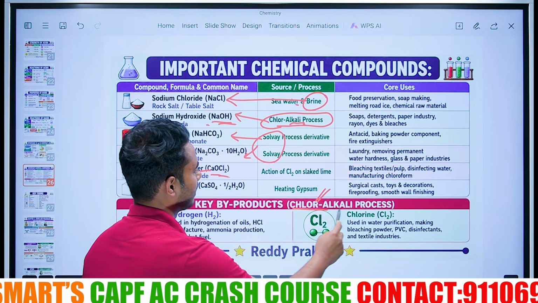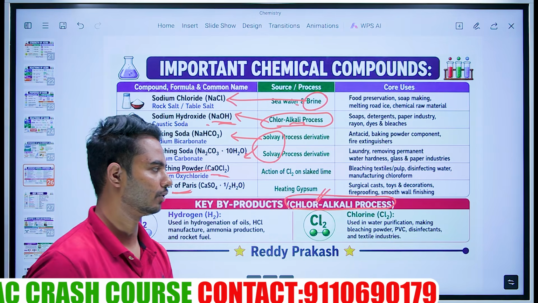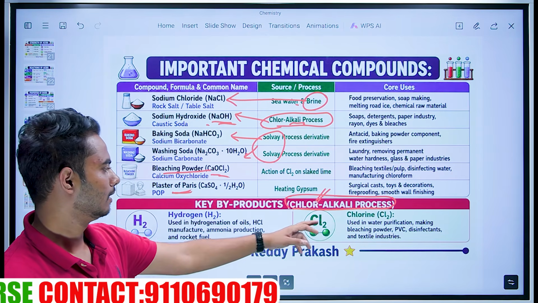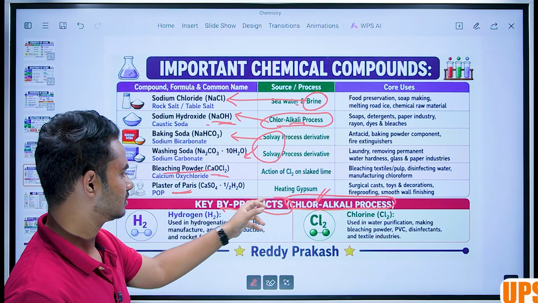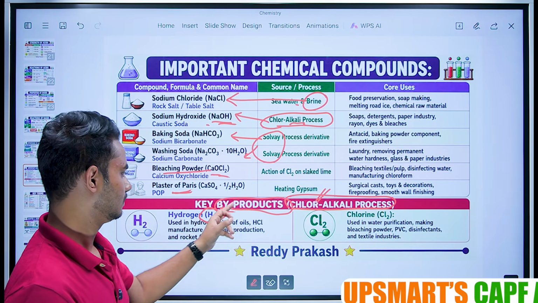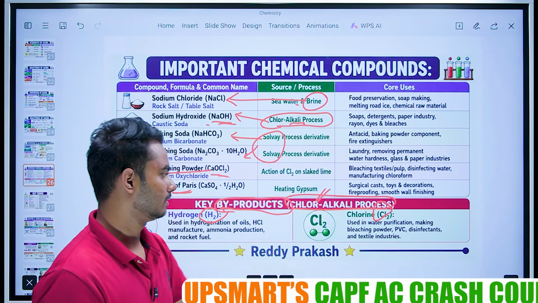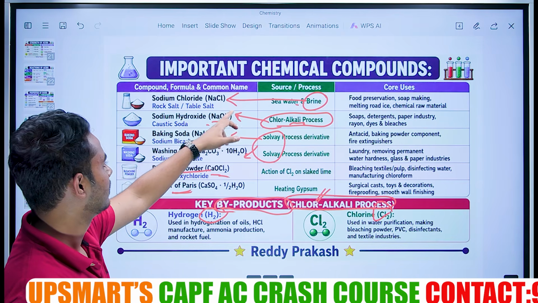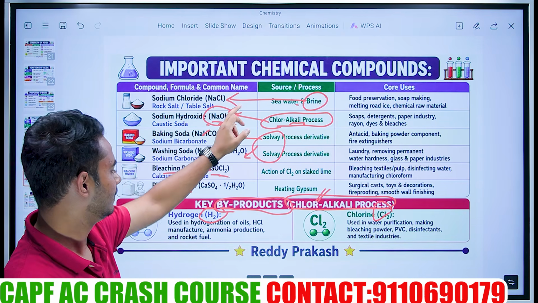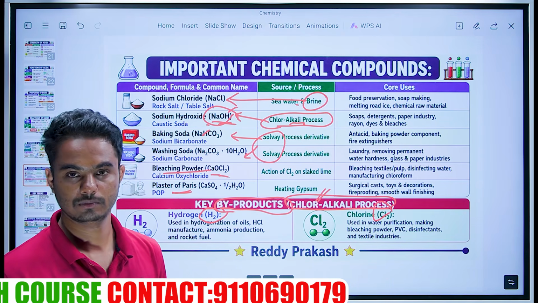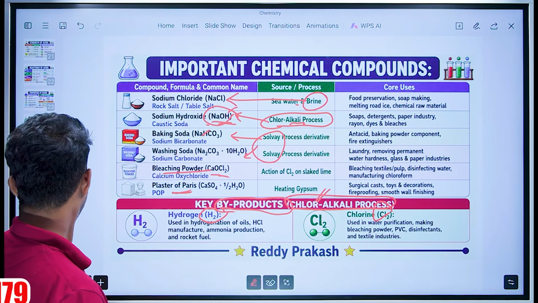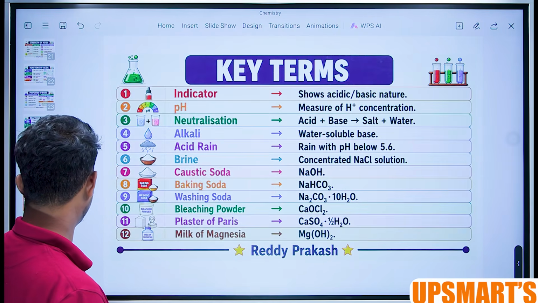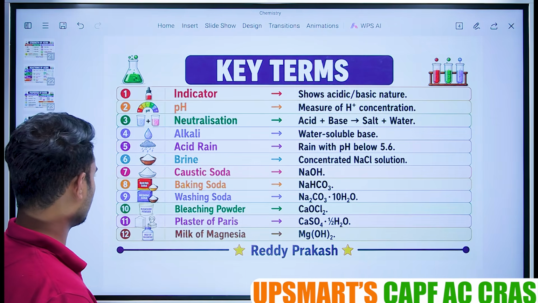Key products of the chlor-alkali process. I told you the chlor-alkali process will give chlorine and hydrogen. The chlor-alkali process is used to obtain NaOH and the byproducts will be H2 and Cl2. This is enough. You can study this. It's more theoretical in nature. Last one being a few key terms which we already studied.